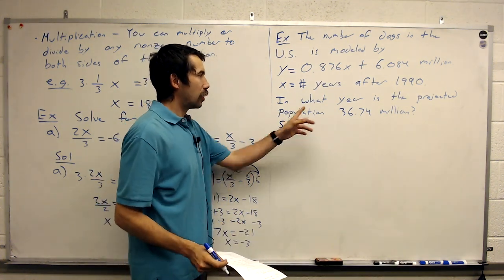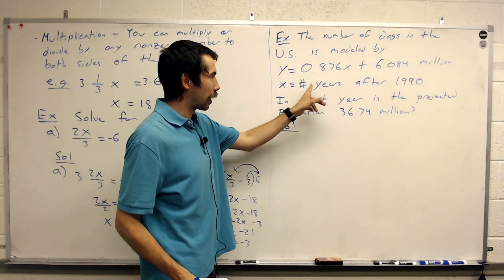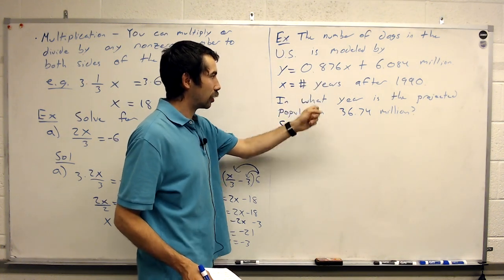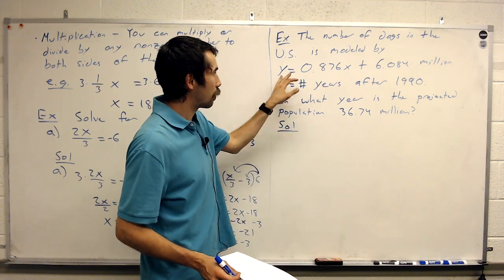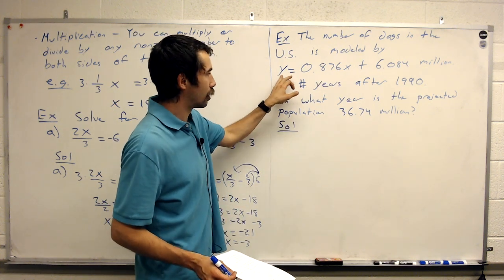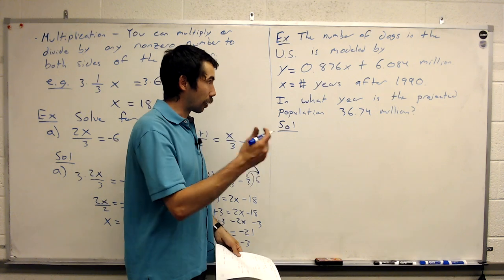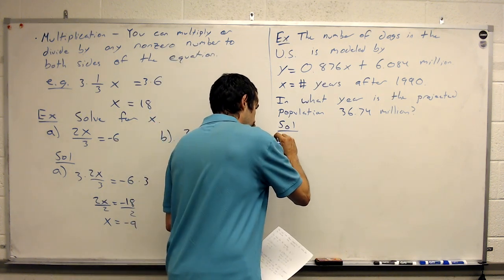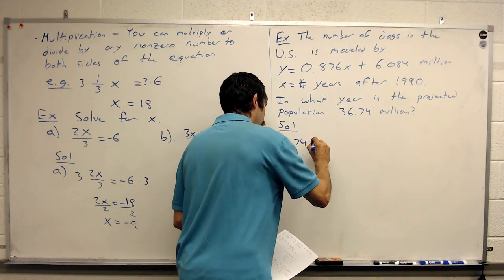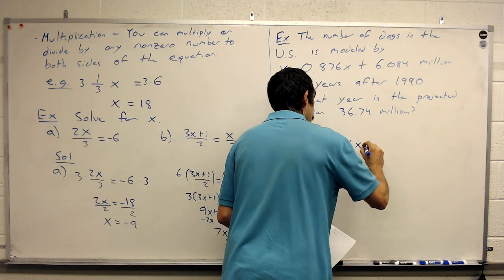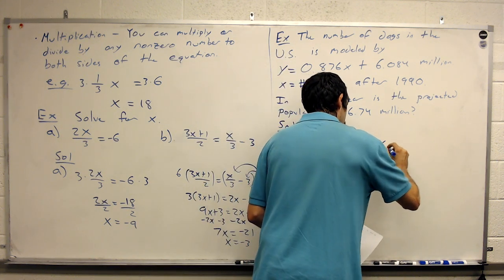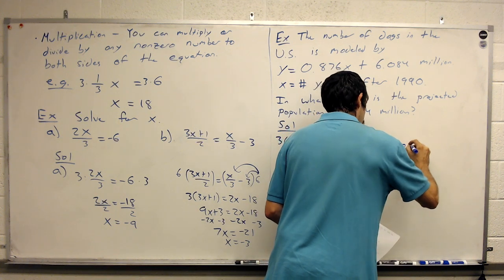But what do we have? So in what year? We're going to try to find X, right? X is representing years. Is the projected population 36.74 million? So that's going to be Y. So we're going to have Y is 36.74, and then we're going to solve for X. So 36.74 equals 0.876x plus 6.084.